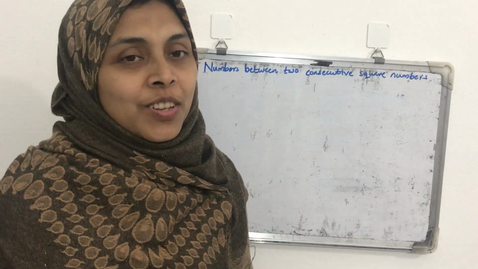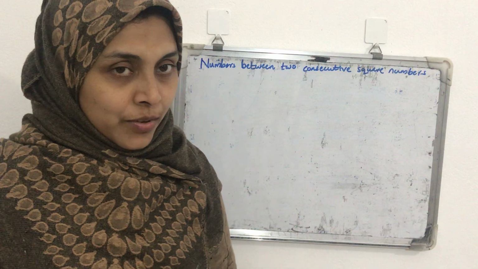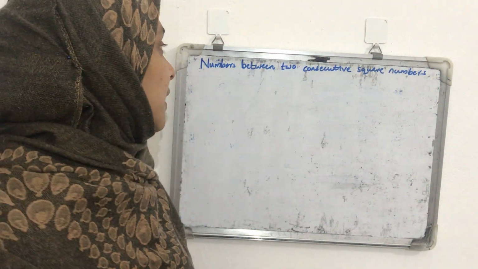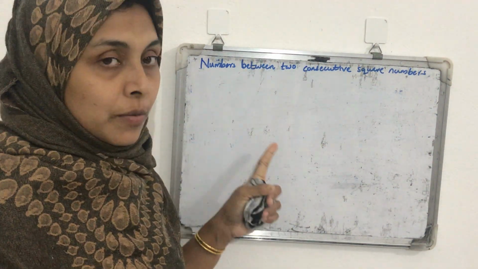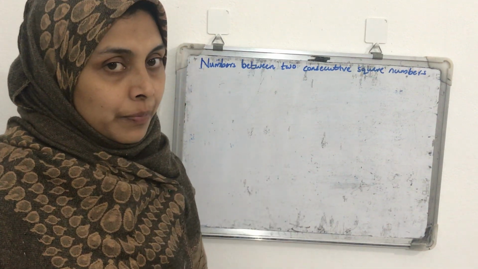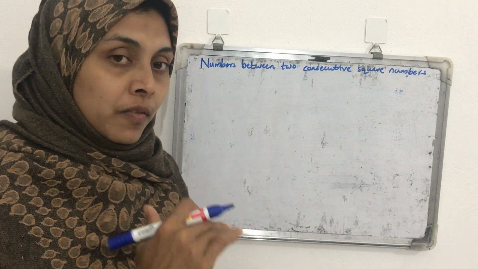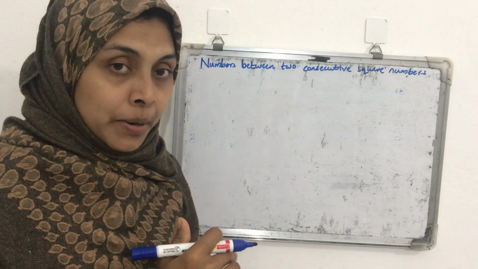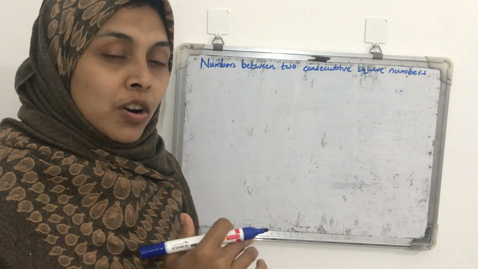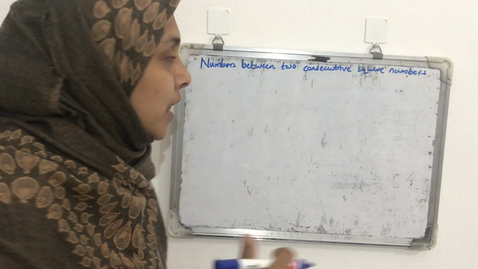Good morning all of you. So we are in the chapter squares and square roots. Today we will discuss how many numbers will be between two consecutive square numbers. How many non-perfect square numbers will be in between two consecutive square numbers? Through examples we can find that out.